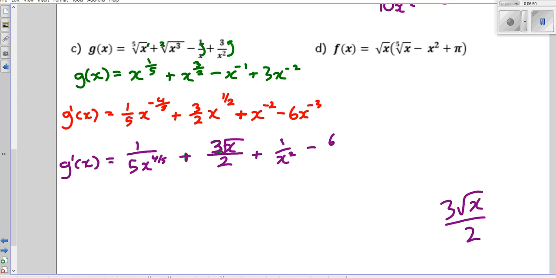Good. So you're practicing your indices a lot here, which is great. Your fractional indices are being revised very carefully by doing this.